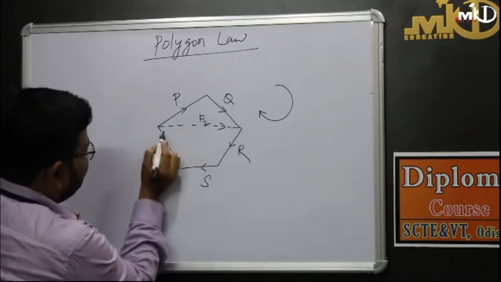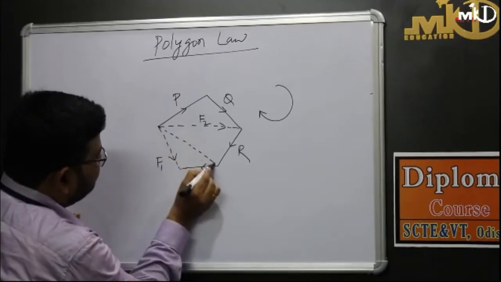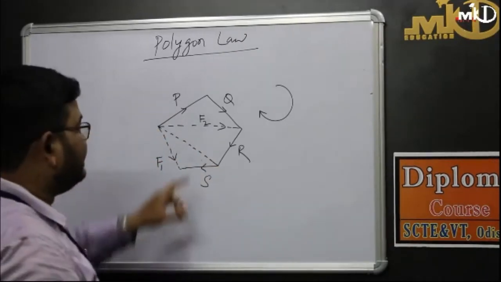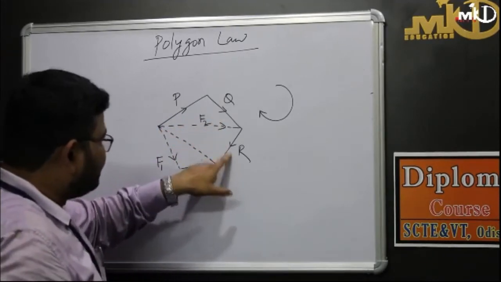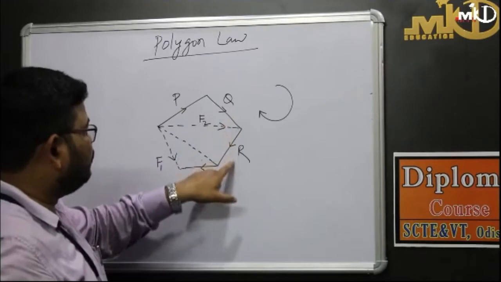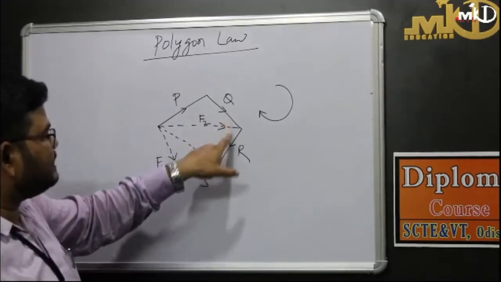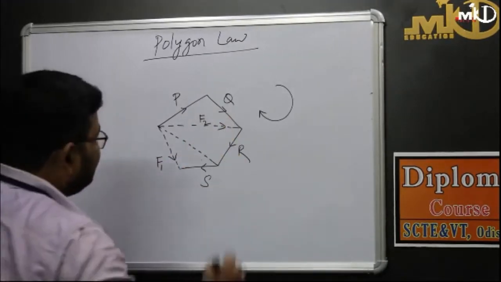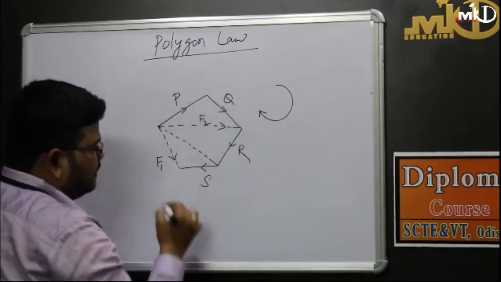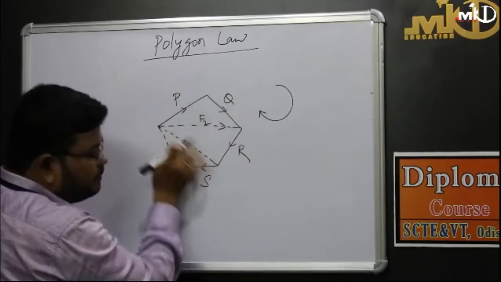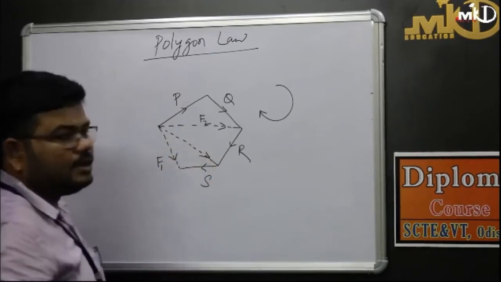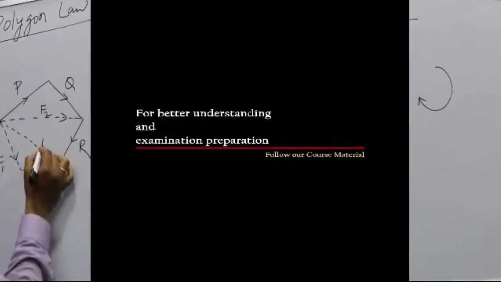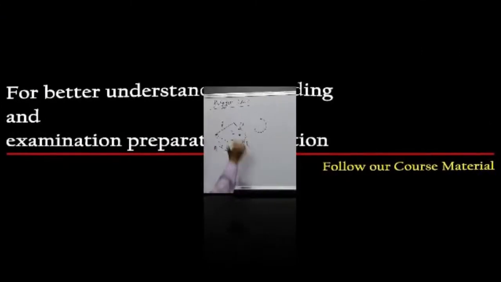Now if I join this line, then F2 and R, these are the 2 forces which are being represented by the sides of the triangle. Then the direction is again clockwise. So this will be the resultant because this is the closing side of the triangle and its direction will be just the opposite. So I represent the resultant by F3.